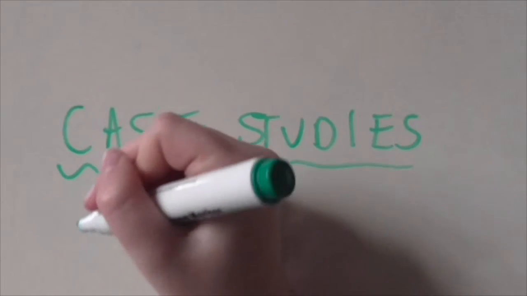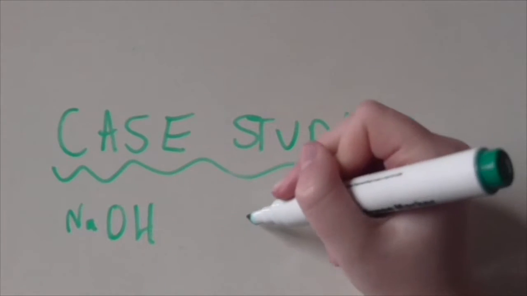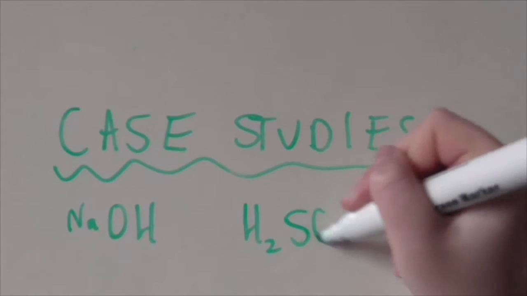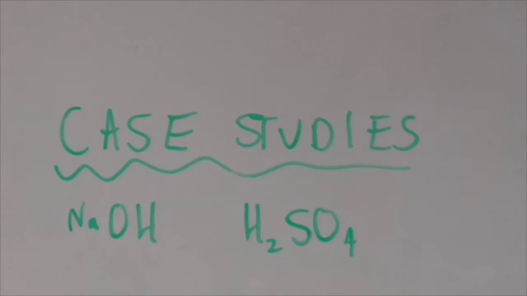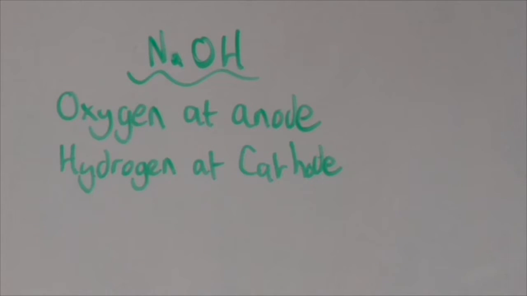You also have to know about specific cases of electrolysis, and these are sodium hydroxide and sulfuric acid. You have to know that in the electrolysis of both sodium hydroxide and sulfuric acid, oxygen is produced at the anode and hydrogen is produced at the cathode. The way that you may remember that is that oxygen and anode both begin with vowels and sort of match up, I guess, or you could just remember it.